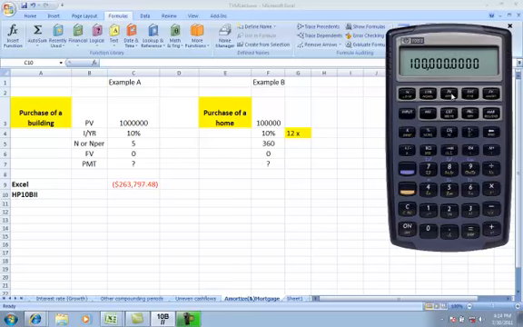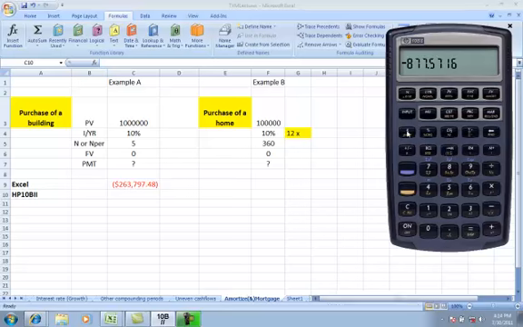Again, it's a present value. I'll leave it negative because it's an asset. Now I'm going to make 360 payments. 360 is 12 times 30: 30 years at 12 payments is 360 payments. The interest rate is 10%, and the home mortgage payment is $877.57.